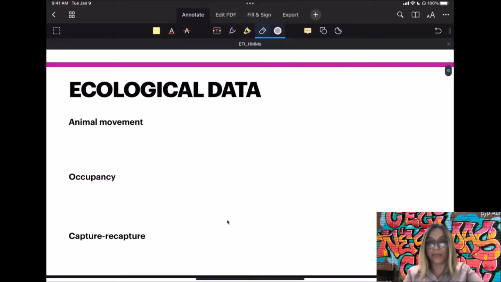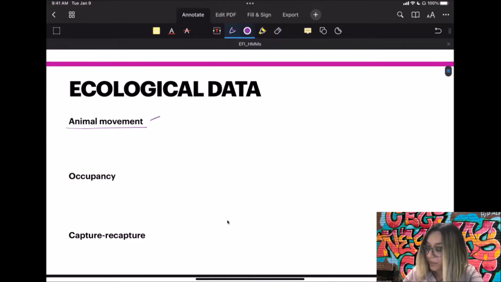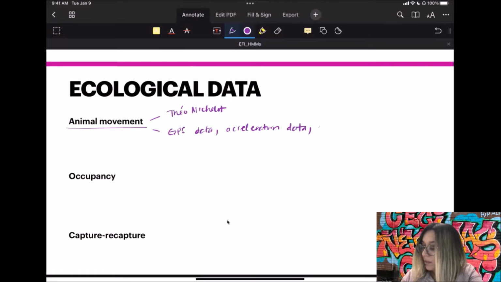First off, think about what type of ecological data is amenable to analysis via hidden Markov model. There was a great session by Theo Michelot, which I should mention here as well, on animal movement, where he covered some hidden Markov model packages for analysis of GPS data. You can also apply hidden Markov models to acceleration data, dive data, and so on.